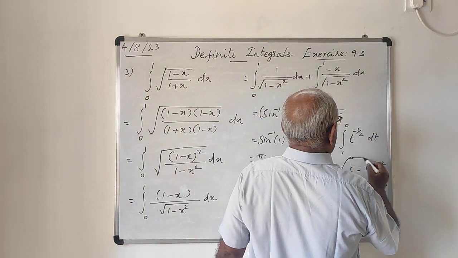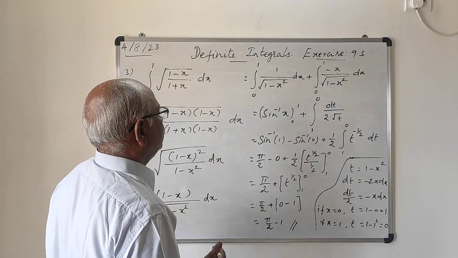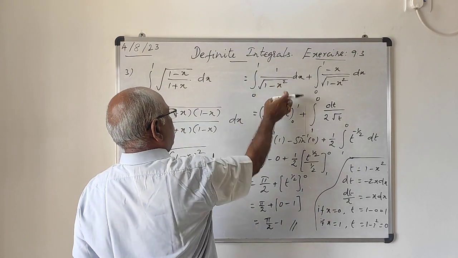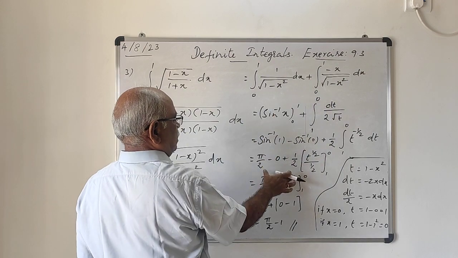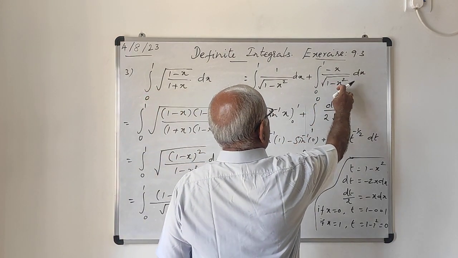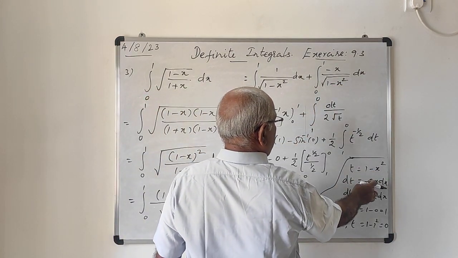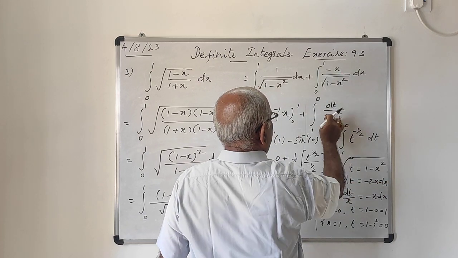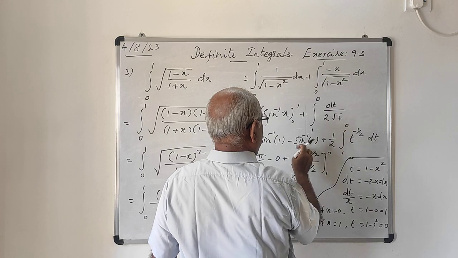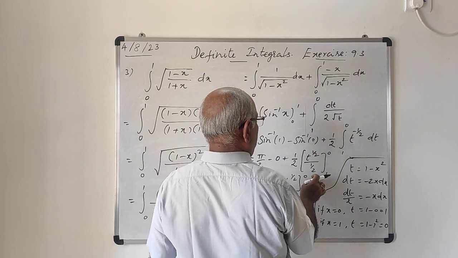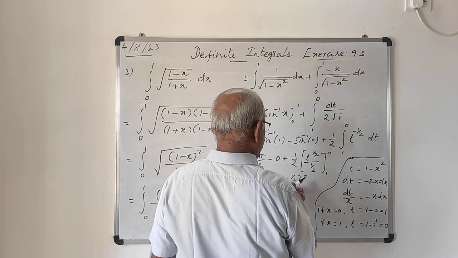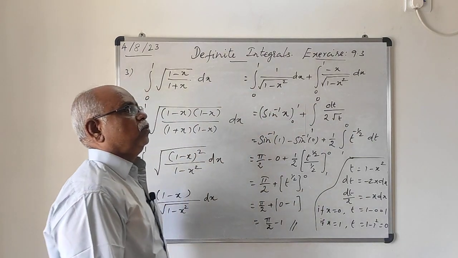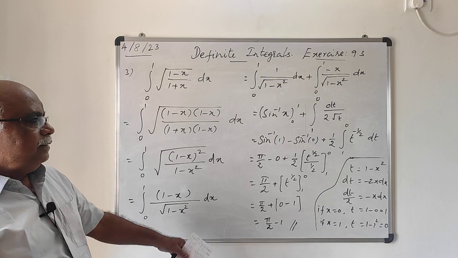That's all about the problem. Here, this is direct integration: 1 by root of 1 minus x square is sin inverse x from 0 to 1. Here you substitute 1 minus x square equal to t, minus 2x dx is dt, so minus x dx is dt by 2, with root t, and 1 by 2 you can take outside. T power half is canceled, t power 0 is 0, t power 1 is 1, therefore the answer is pi by 2 minus 1.